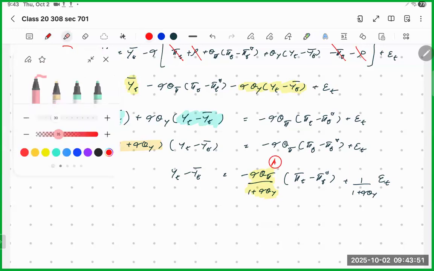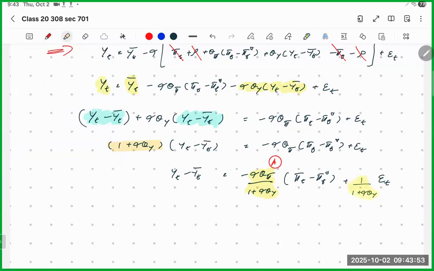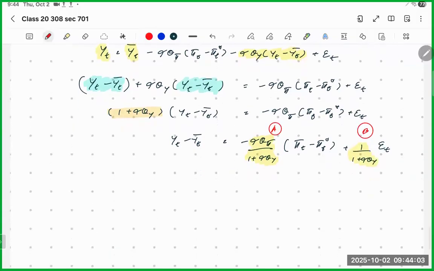And I also don't like this term, quite big. Okay? I'm going to call it B. Just change the name. Okay, call it A and B. Then in the end, I got the dynamic aggregate demand equation, which is Y_t equal to Y_t bar minus A(pi_t minus pi_t star) plus B epsilon_t. This is done.